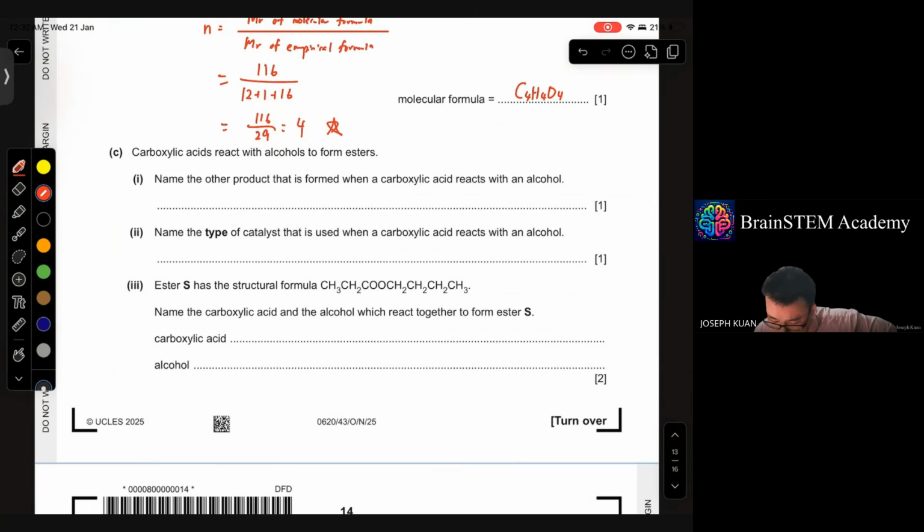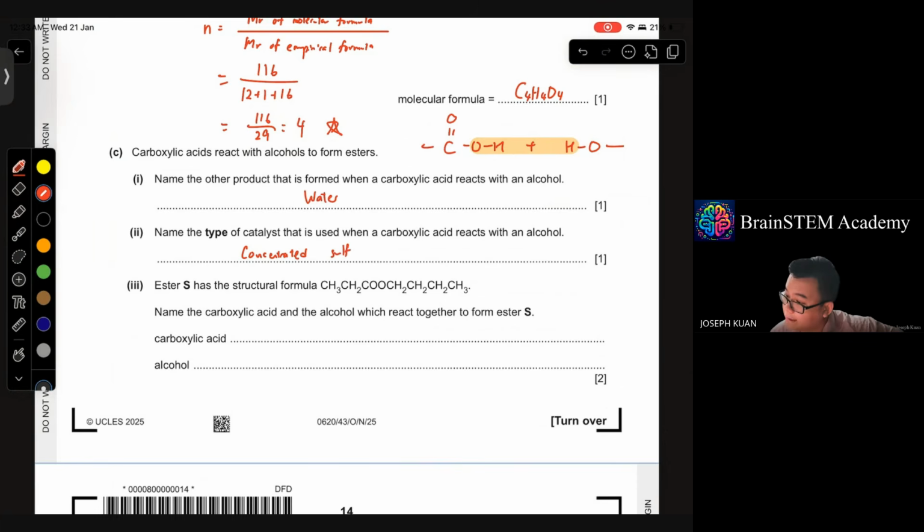Okay, next. Carboxylic acids react with alcohol to form esters. So name one other product that is formed when carboxylic acids react with alcohol. If you look at the functional group, COOH and alcohol, they react via a reaction called condensation reaction, where water is removed. The catalyst that we use is concentrated sulfuric acid. That's usually what we use. From the mark scheme, they use acid, but usually most of the time we use concentrated sulfuric acid for this particular process.